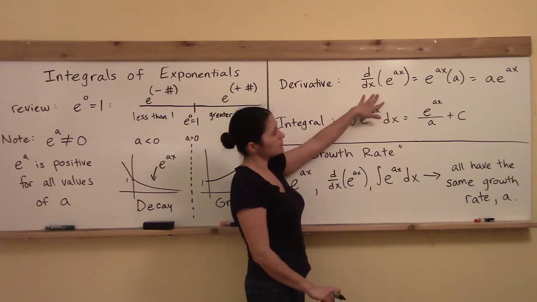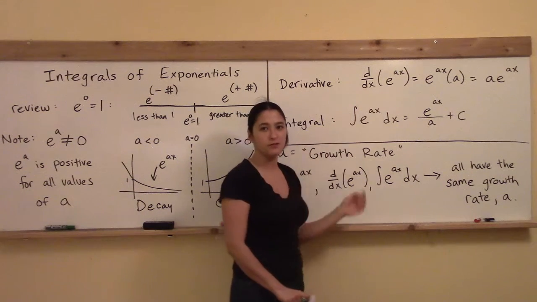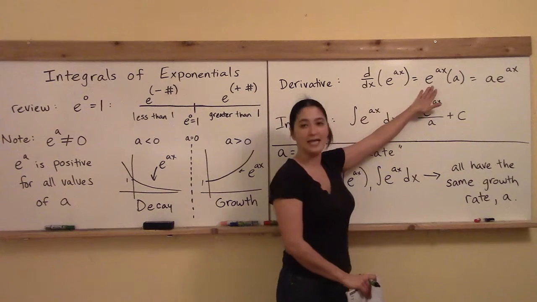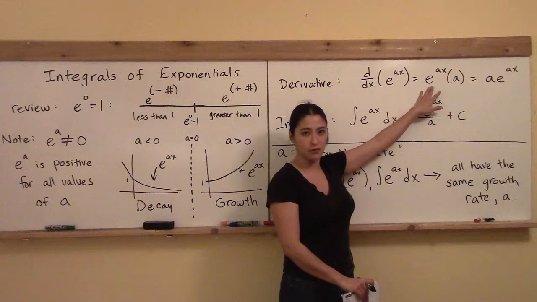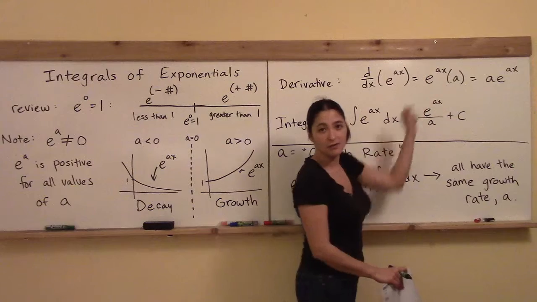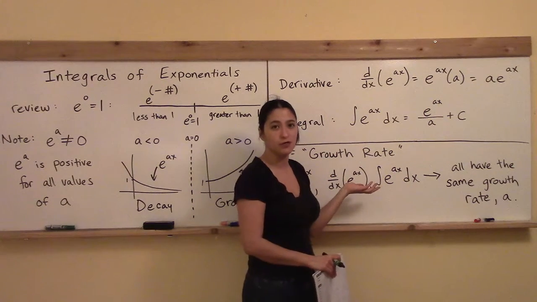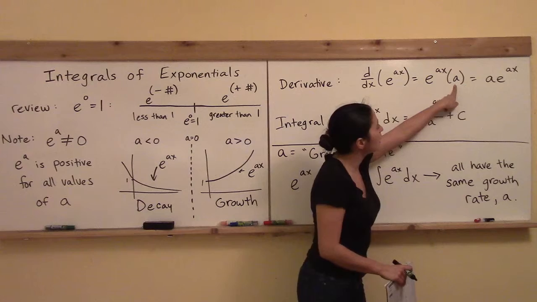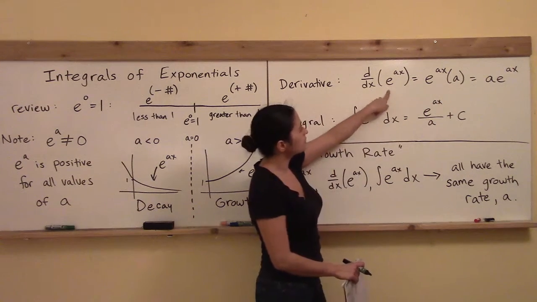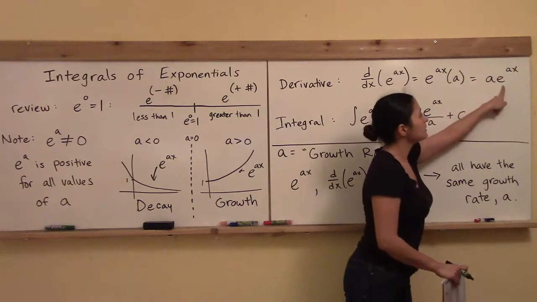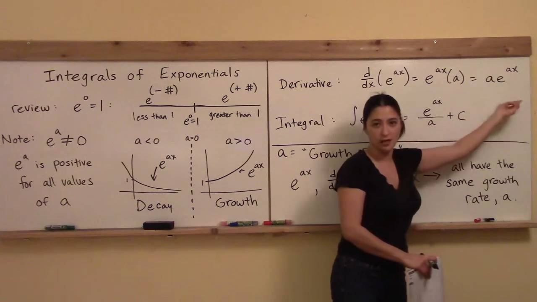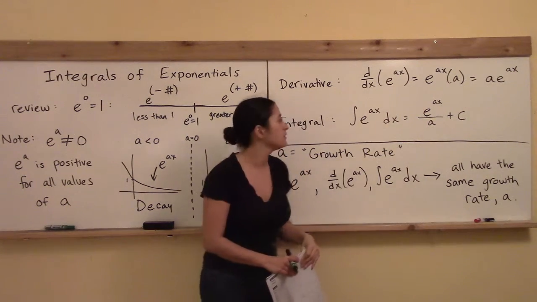Okay, so if we take the derivative of e to the ax here, the derivative of e to the x is e to the x. So the derivative of e to the ax is e to the ax. But then using the chain rule, we have to multiply by the derivative of the inside function. Here the inside function is the function that's located in the exponent, which is ax, so the derivative is a. That's where that a comes from. Usually we like to put it out in front, so the derivative of e to the ax is a e to the ax. Notice that the growth rate on the derivative is also a, same as the original function.